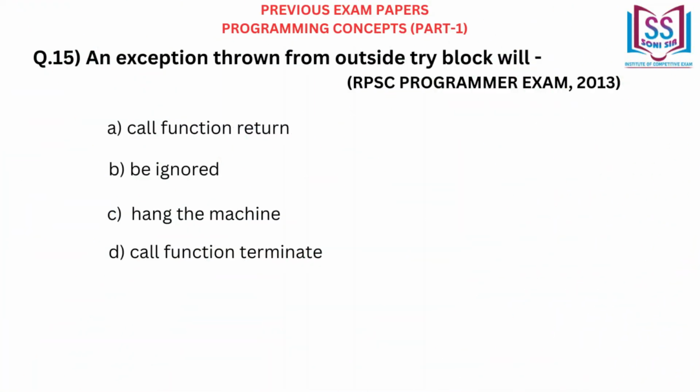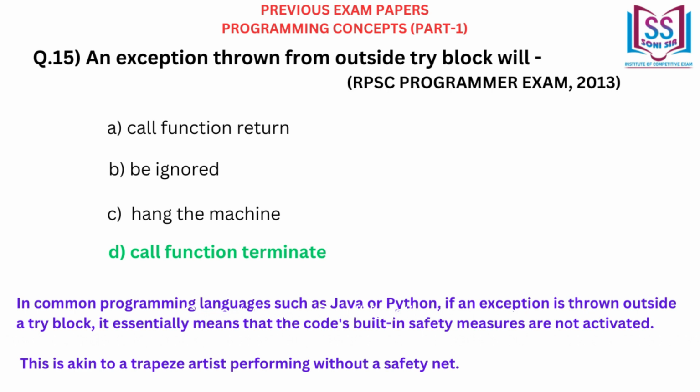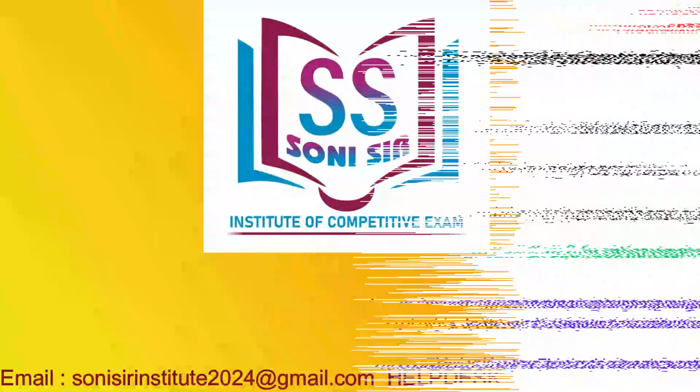An exception thrown from outside a try block will: A. Call function return. B. Be ignored. C. Hang the machine. D. Call function terminate. Correct answer D. Call function terminate. In common programming languages such as Java or Python, if an exception is thrown outside a try block, it essentially means that the code's built-in safety measures are not activated. This is akin to a trapeze artist performing without a safety net.